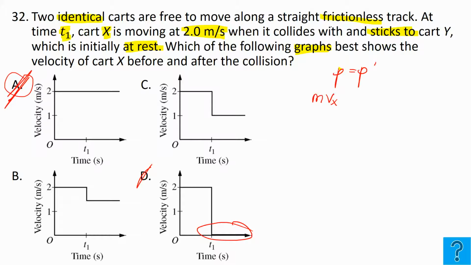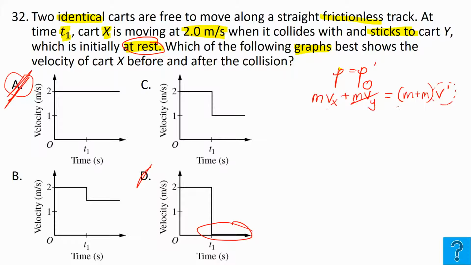Since we know that there is no momentum for cart Y, we don't even have to put a term in, although if you want, we can put m v_y, and then we can cross that out because we know it's zero. Equals, and our final object is going to have a mass equal to both of them combined because they're stuck together, and it's going to have a final velocity. What we are solving for is this final velocity right here.